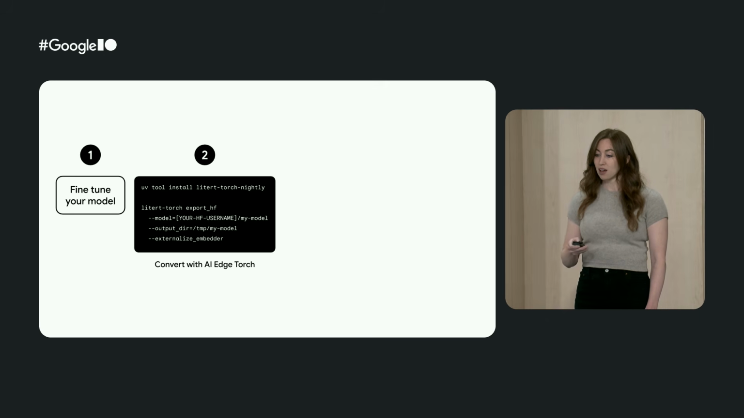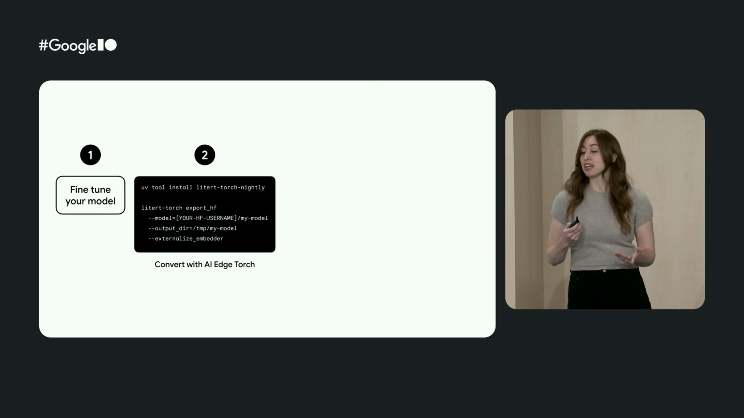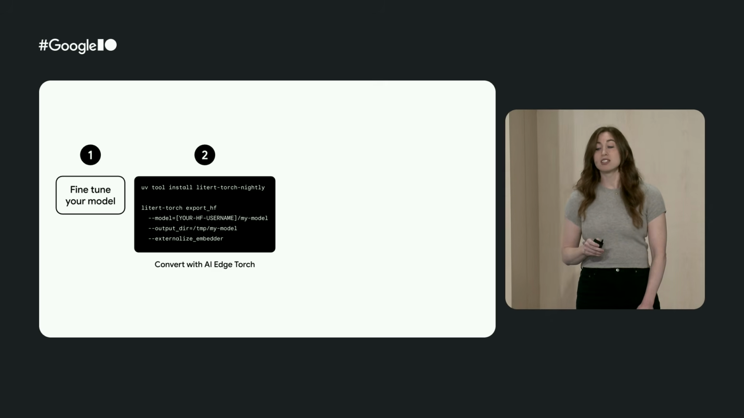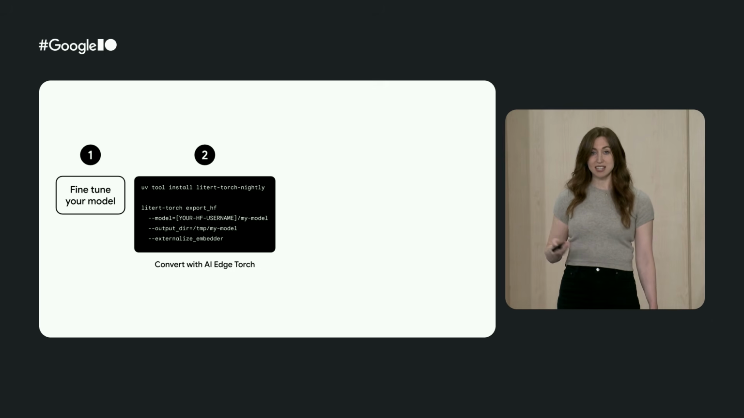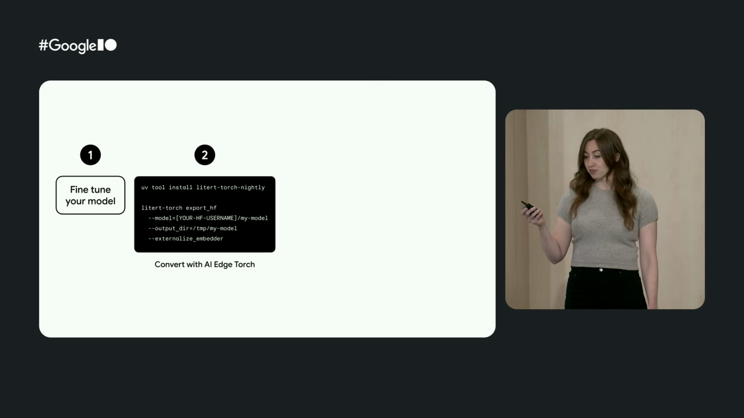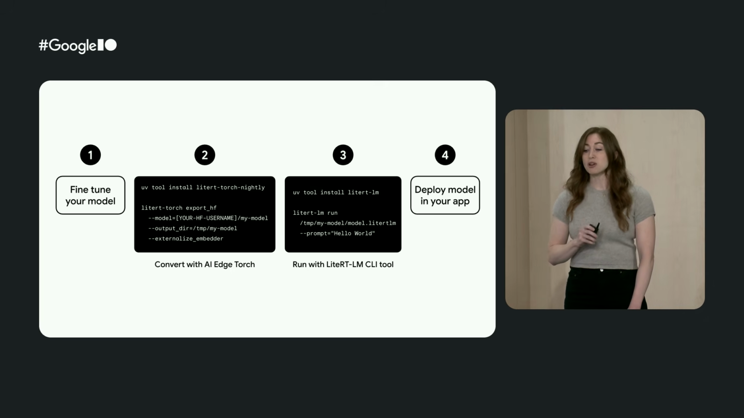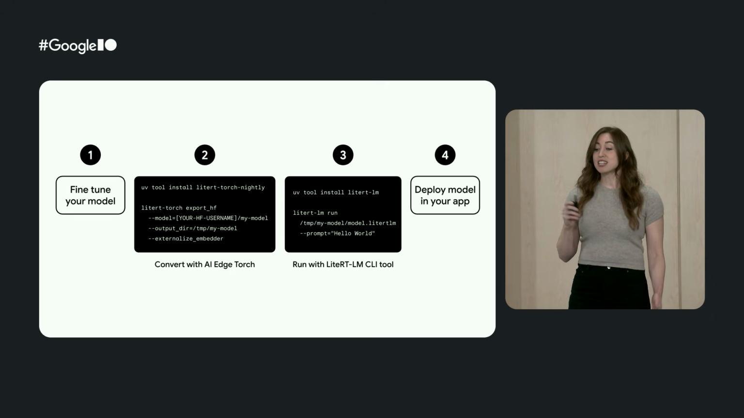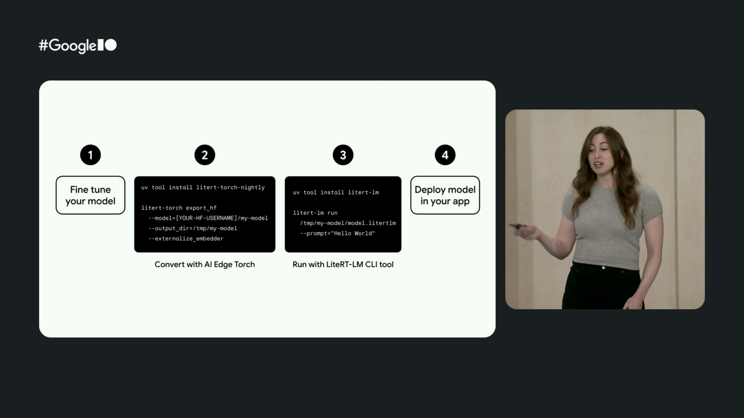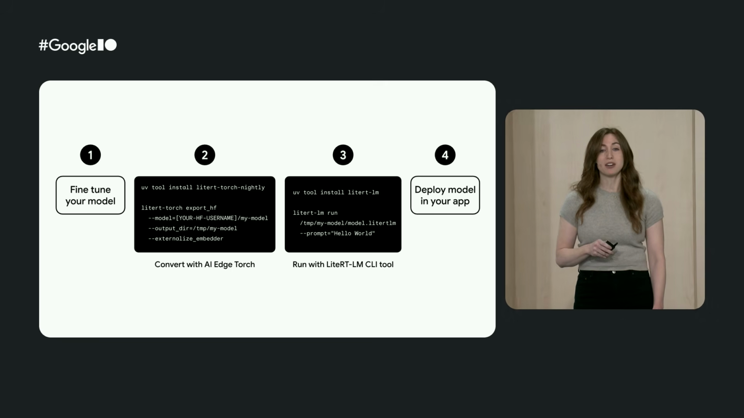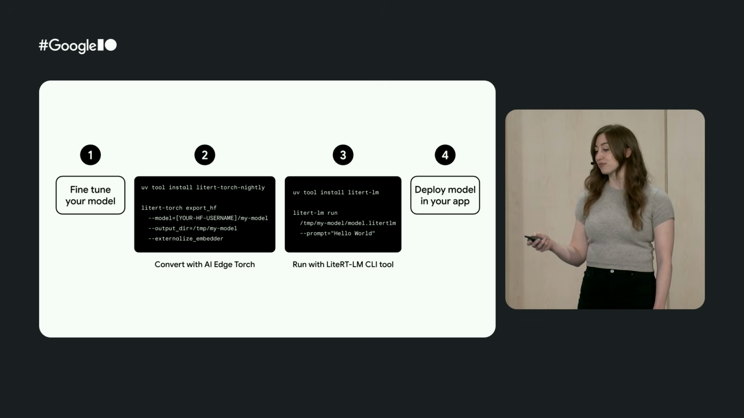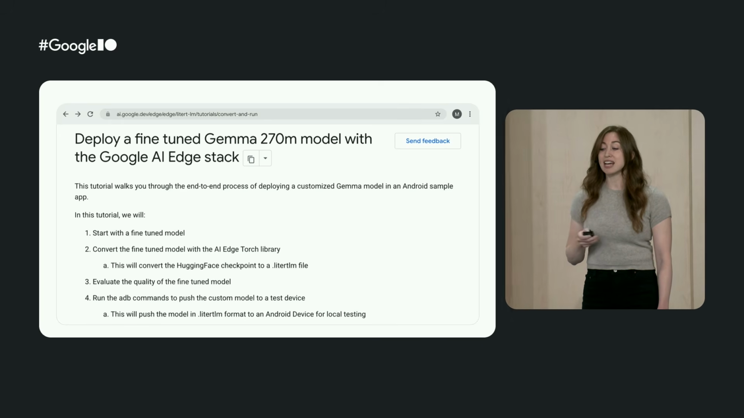Once she has fine-tuned her model, she can't run it in her app just yet. So she uses the Google AI Edge Torch tool to convert her model weights into the optimized LiteRT file format, the same one we used with Google Anti-Gravity earlier. And once she has that LiteRT file, she can use the LiteRT CLI tool to run her model locally and test different presets and prompts to ensure the model is performing up to her standards. The tutorials on the Google AI Edge documentation will walk her through every step of this process.